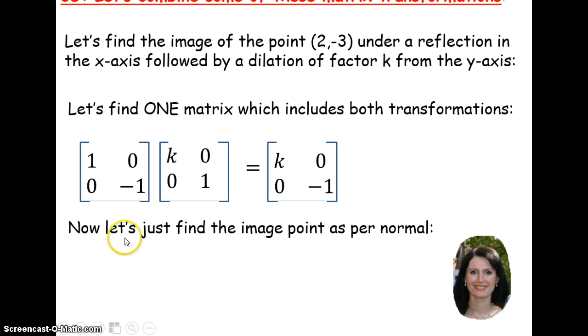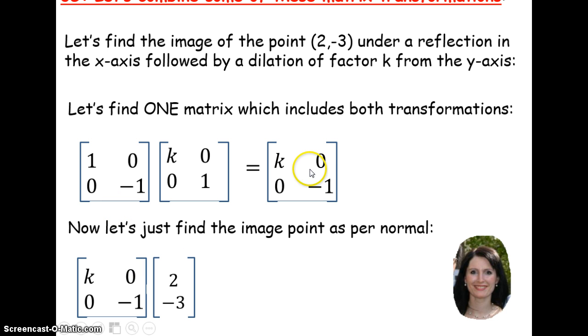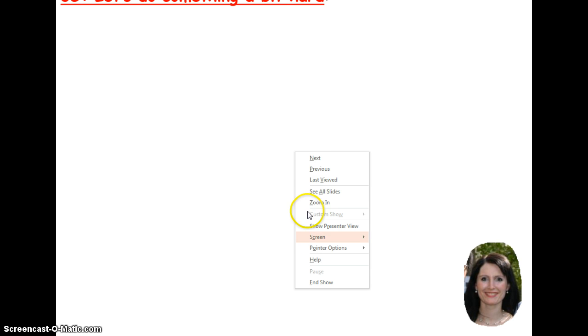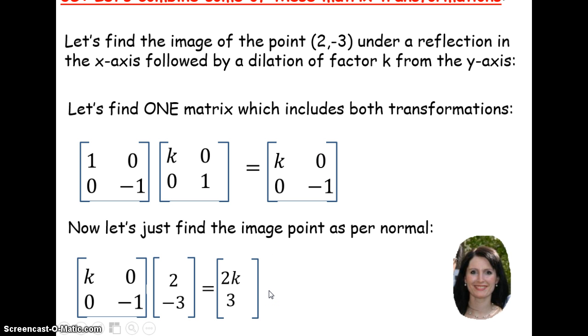So this matrix here is a combination matrix of our dilation of factor k from the y-axis and reflection in the x-axis. We multiply that by the point, so we've been given the point 2, negative 3, and we find by using row by column, k times 2 plus 0 times negative 3 is 2k. There it is there. 0 times 2 plus negative 1 times negative 3 is 3. There it is there. So we need to state what this means. This means that the point 2, negative 3 becomes the point 2k, 3 in the image graph.